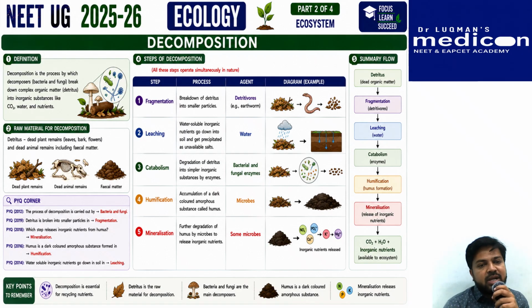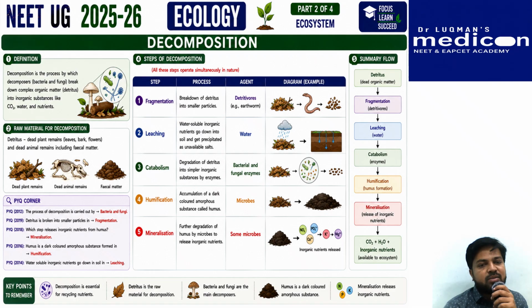So, what is fragmentation? Breakdown of detritus into smaller particles is called fragmentation. Next comes the agent. Who does that? Detritivores, for example earthworm. Earthworm is going to break down the detritus. Okay, the second step is leaching. Water soluble inorganic nutrients go down into the soil and get precipitated as unavailable salts. The agent that does this leaching is water.